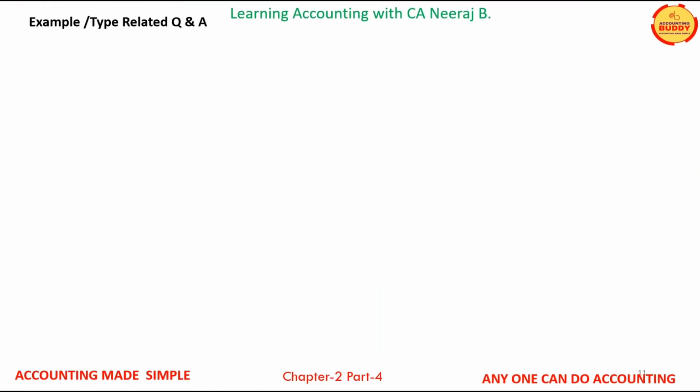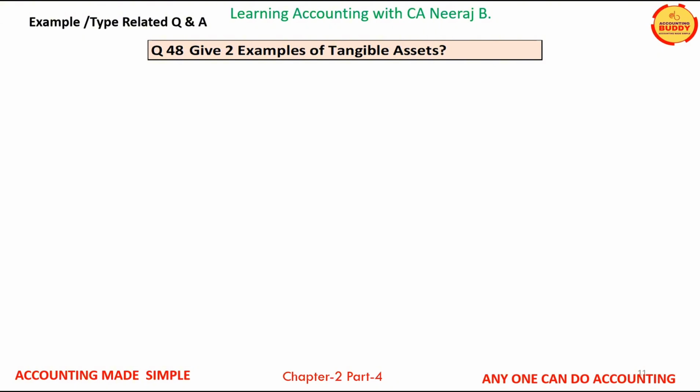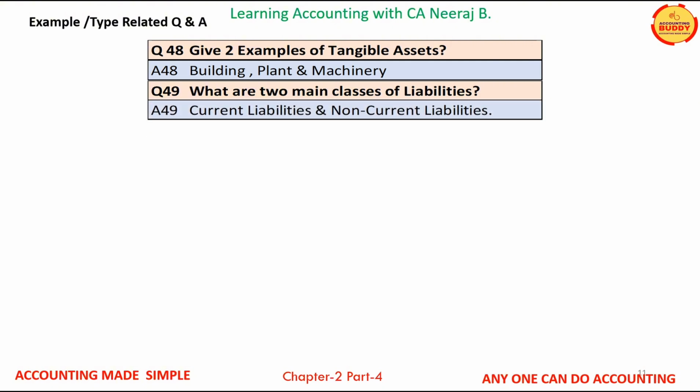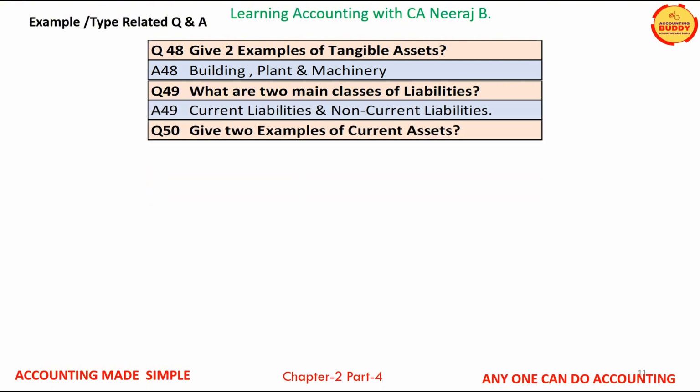Let us go through this section wherein you need to give examples for some basic accounting terms. Question number 48. Give 2 examples of tangible assets. The answer is building and plant and machinery. Question number 49. What are the 2 main classes of liabilities? Current liabilities and non-current liabilities. Question number 50. Give 2 examples of current assets. Cash in hand and inventory are examples of current assets.